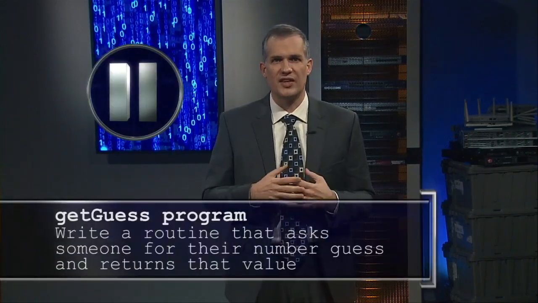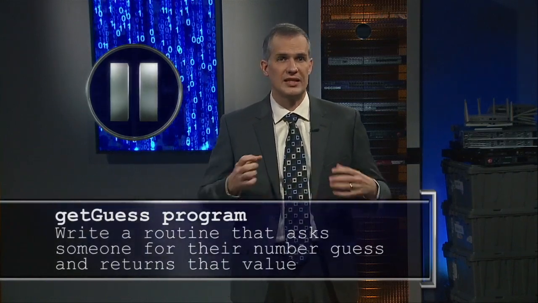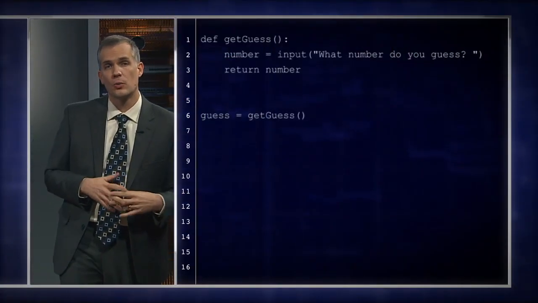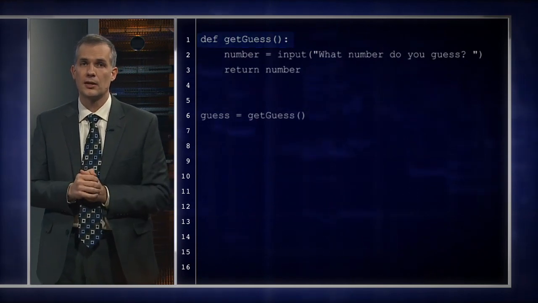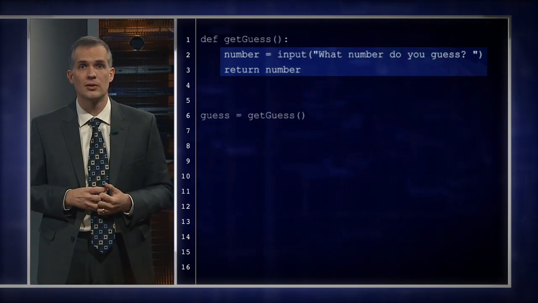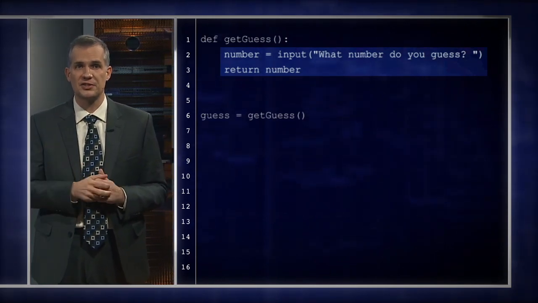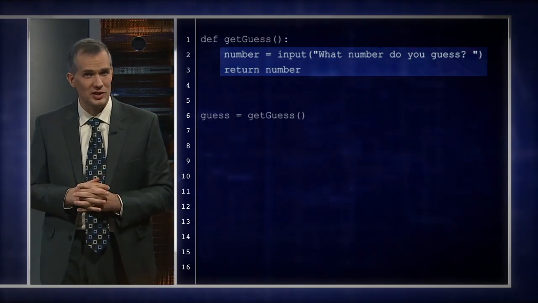Let's practice this a bit. Maybe you have a number game, and you need to ask a person to guess a number. How might we write a routine that asks someone for their guess and returns that value? Let's call the routine getGuess. Well, here's one way we could write it. We have a definition, def getGuess parentheses colon. Then, indented from there, we have the body, which in this case is just 2 lines of code. In the first line, we get the guess from the user. In the second, we return that guess. Okay, that's a pretty simple routine.